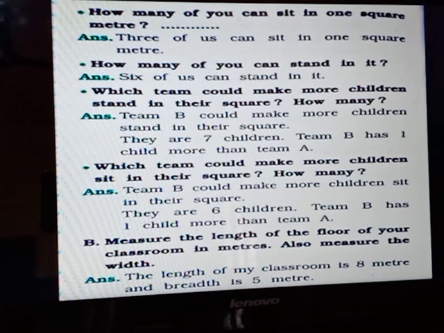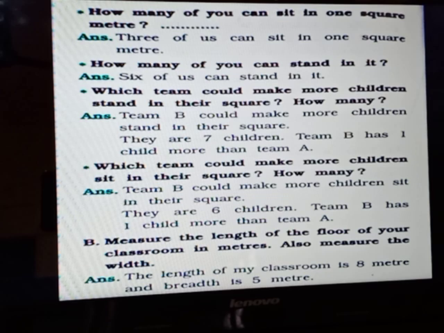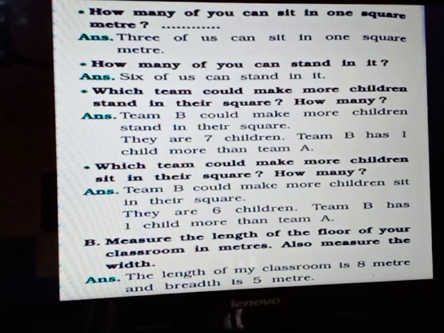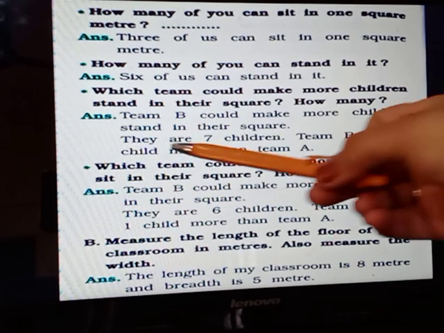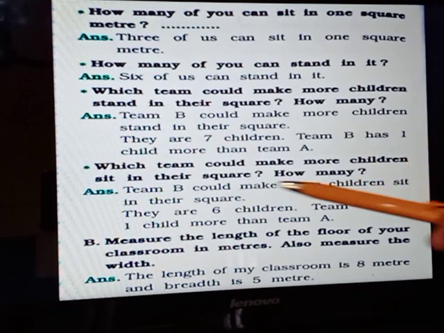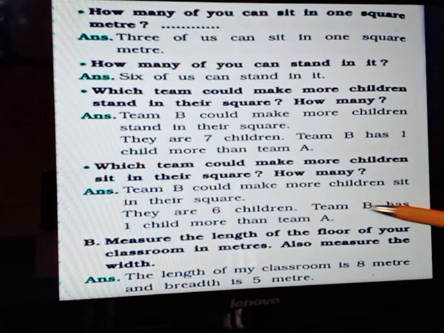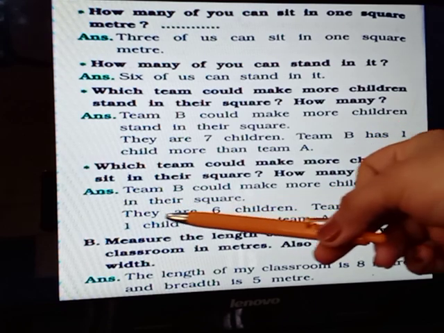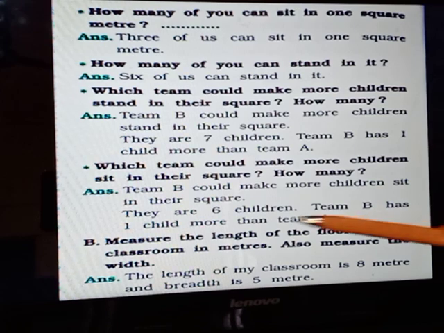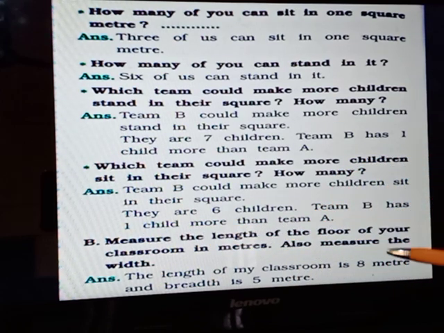Here we are writing our answer totally on the basis of observation. You can change the number also if you found that it is wrong, or you can stand more children in your square, then you can write your own number. This is not compulsory that you write only these numbers. Okay, so now next question, which team could make more children sit in their square? How many? Team B could make more children sit in their square. They are 6 children. Team B has 1 child more than Team A.